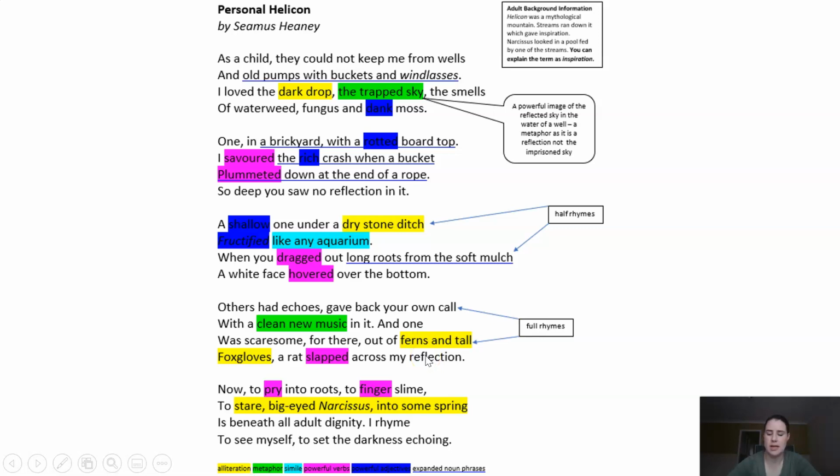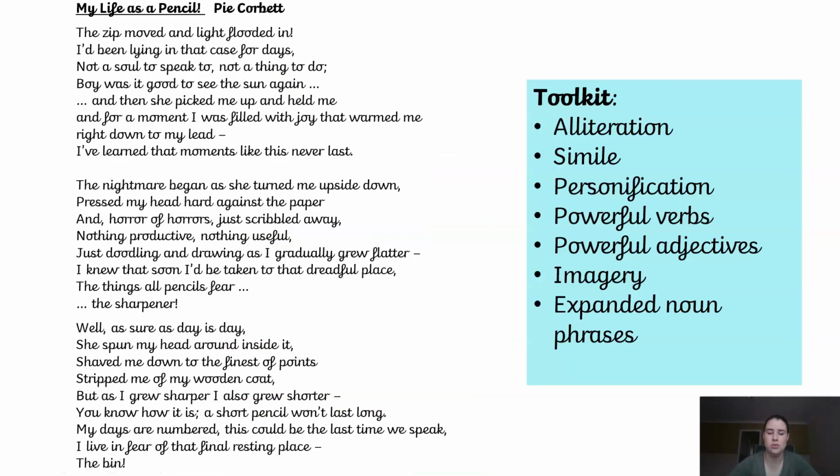So what I want you guys to have a go at doing now is a similar thing to our pencil poem. Now, this pencil poem is a lot easier to understand. I appreciate that was a slightly more challenging one to have a look at. But I want you to see if you can identify whether it's alliteration, a simile, personification, powerful verbs, adjectives, imagery, and expanded noun phrases. Imagery is one where it's going to make you think of something in your head.